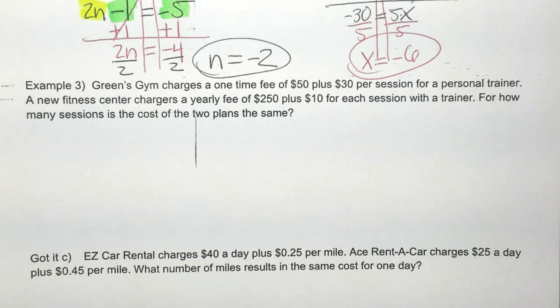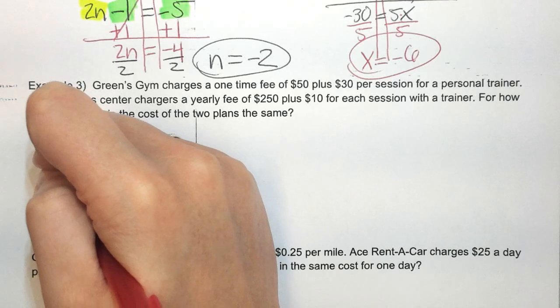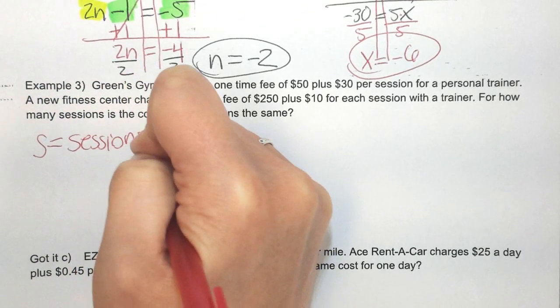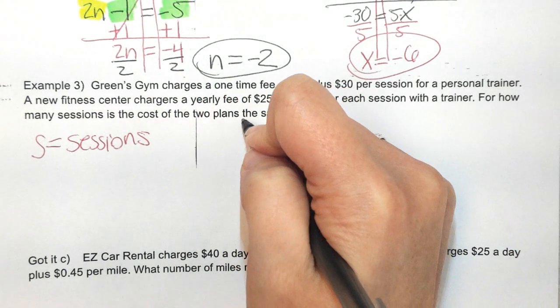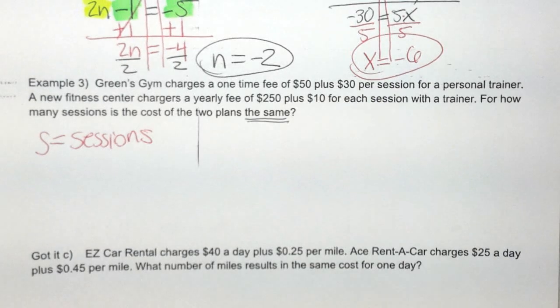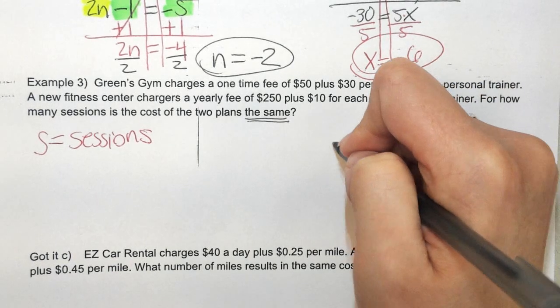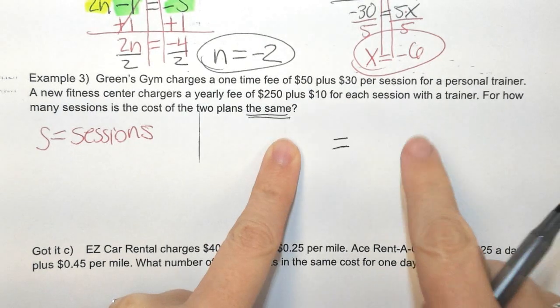Well, it was asking us for how many, what are we looking for? Sessions. So we're going to use what variable? S. S equals sessions. The other thing is they want to know when the plans are the same. What symbol do we use in math class to mean the same? Equal. So I'm saying, okay, one gym is going to be on the other side, and the other gym should be equal to it.